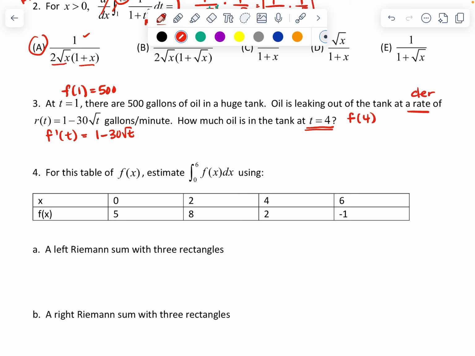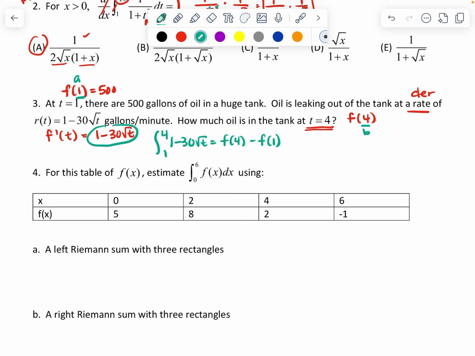So this is going to be, doing a different color here, the integral from a to b. Now, what is a, what is b? Here's your a, and here is your b. So it's the integral from 1 to 4. Always keep the smaller number on the bottom. Of f prime, what's your f prime? That's this guy right here, 1 minus 30 root t. And that equals f of the top minus f of the bottom.